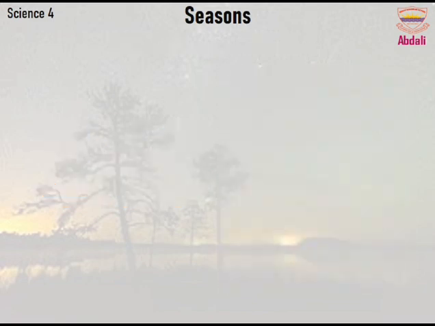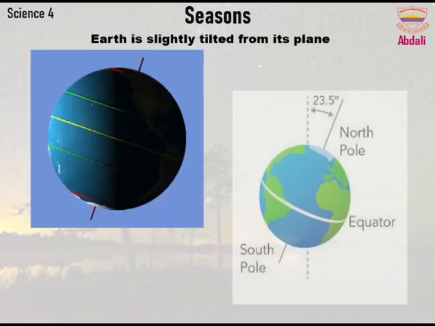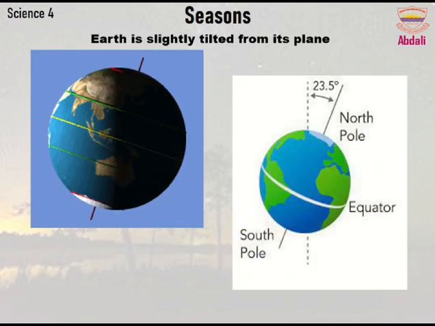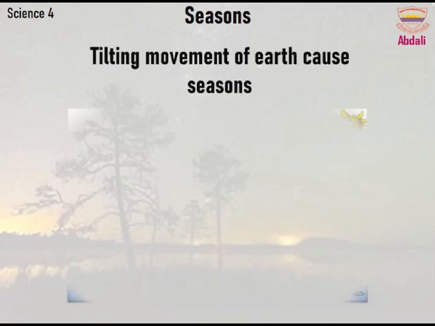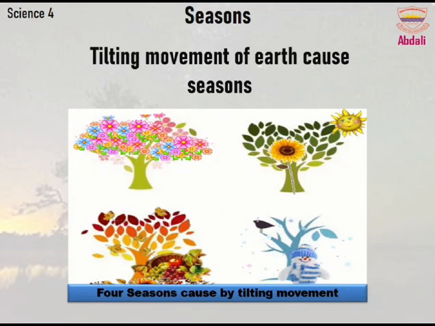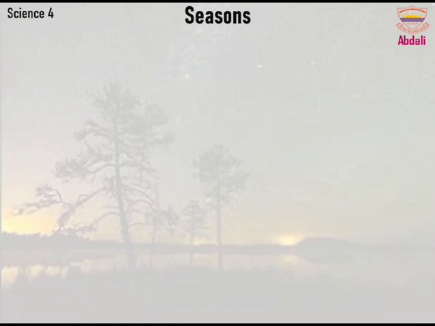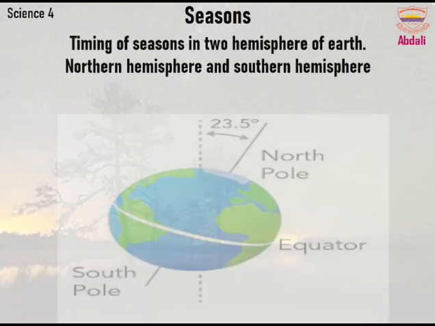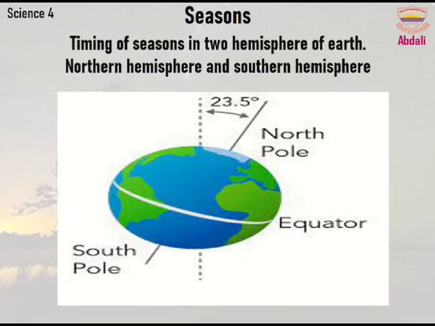Earth is slightly tilted from its plane. The tilting movement of Earth causes seasons: summer, winter, spring, autumn. Timing of seasons in the two hemispheres of Earth. These hemispheres are the Northern Hemisphere and the Southern Hemisphere.